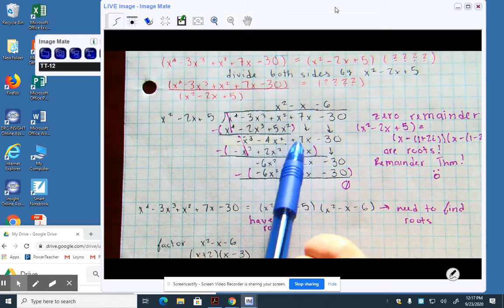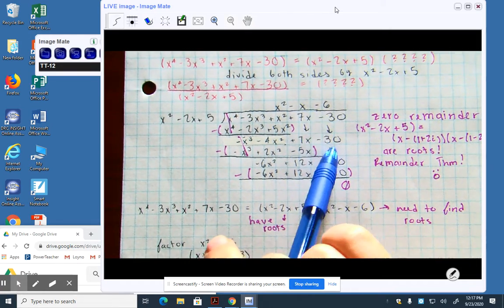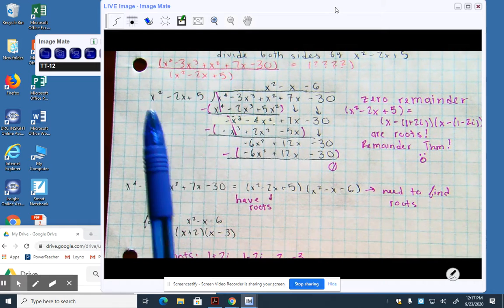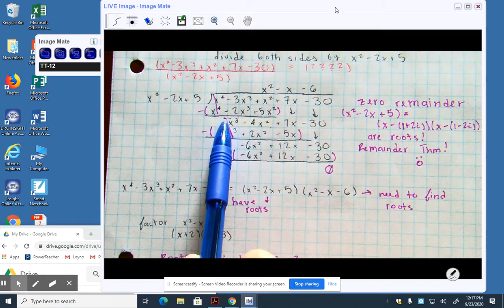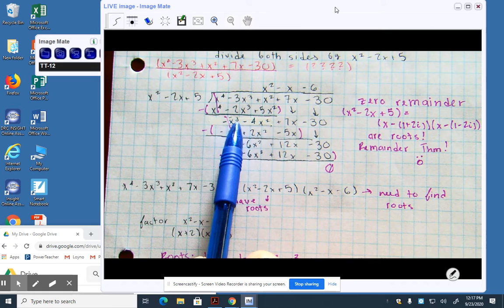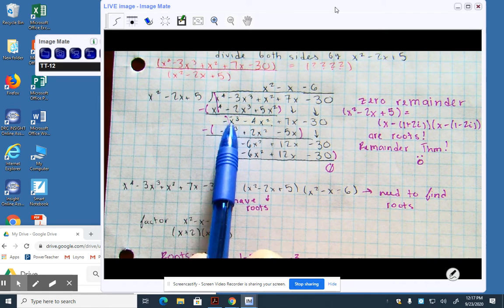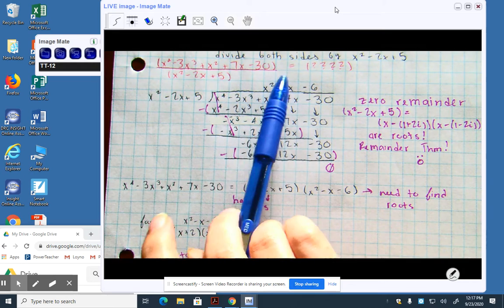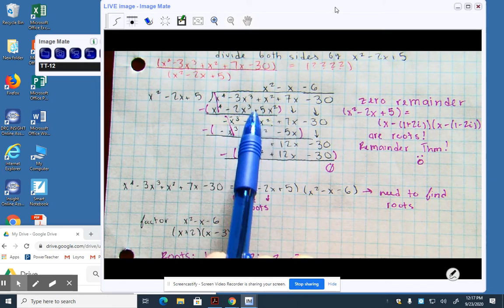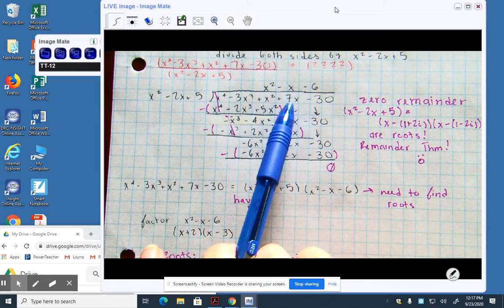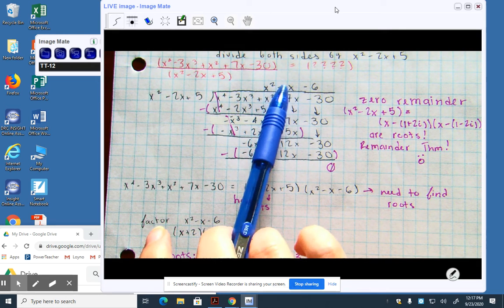Alrighty, drop this down, positive 7x, drop this down, negative 30, and now I'll do the next term. I've got a negative x to the 3. What times x squared is going to give me negative x to the 3? It's negative x. If this is all like, oh my god, what? Go back and watch my videos on long division. I have the videos and you guys did Delta Math on them.